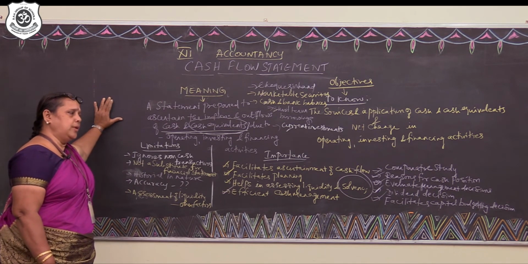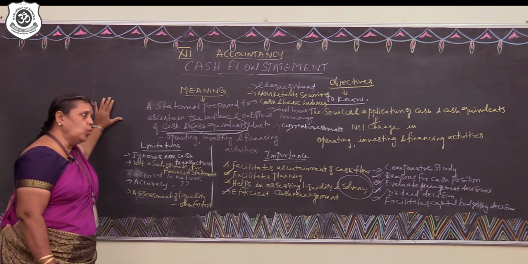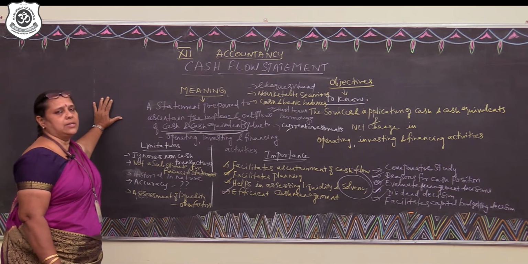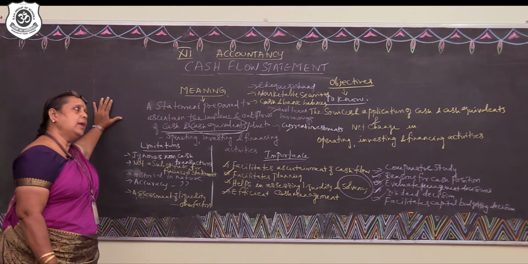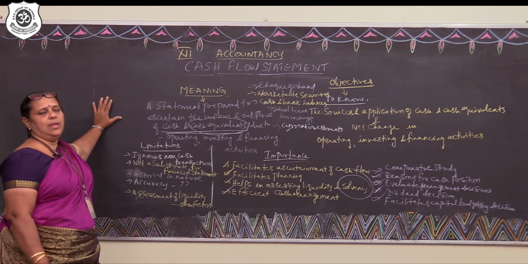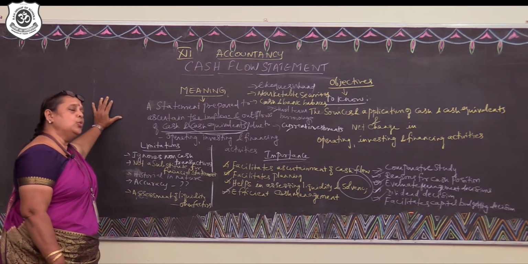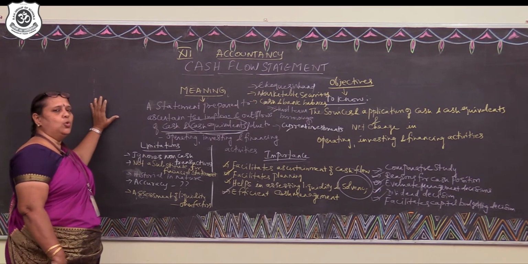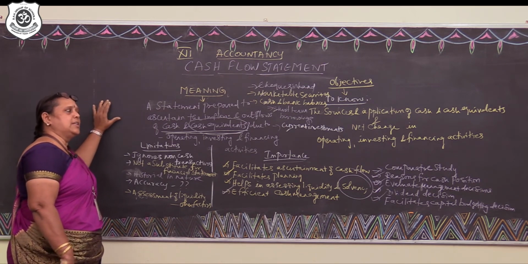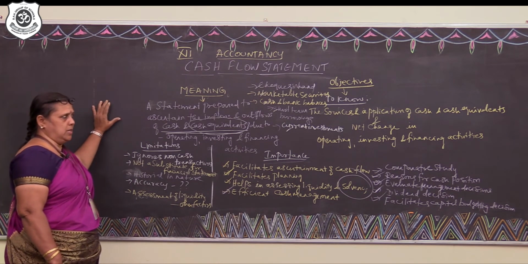Now, the objectives of the cash flow statement. The cash flow statement is prepared to know the sources from where the cash is drawn, cash and cash equivalents were drawn, and the applications of them into various activities, namely operating, investing and financing activities. Then, to know the net change due to the inflows and outflows of cash and cash equivalents, the net change that has taken place in operating, investing and financing activities.